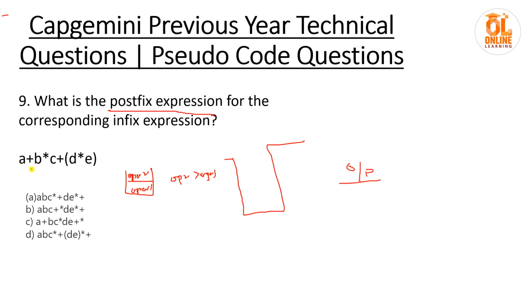So let's try to trace this. A, this is an operand, so we just print A. Plus is pushed to the stack. B, again an operand. Star, that is multiplication, has higher priority, so we can keep it in this order. Then C, fine. Then plus needs to come here, but plus has lower priority compared to multiplication, and plus would be above that, which is not as per the rule. So this multiplication will be popped out.